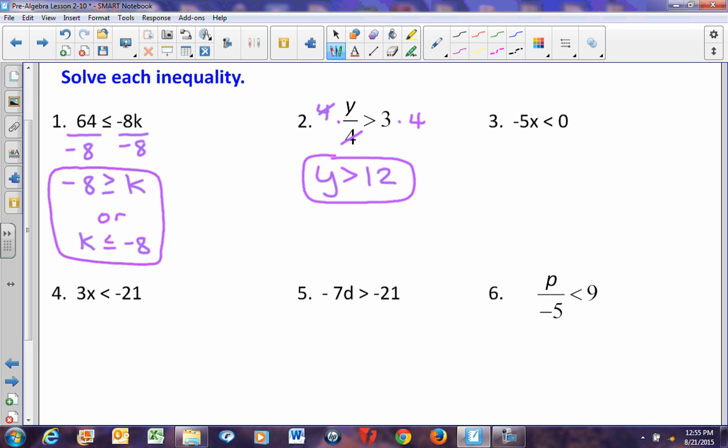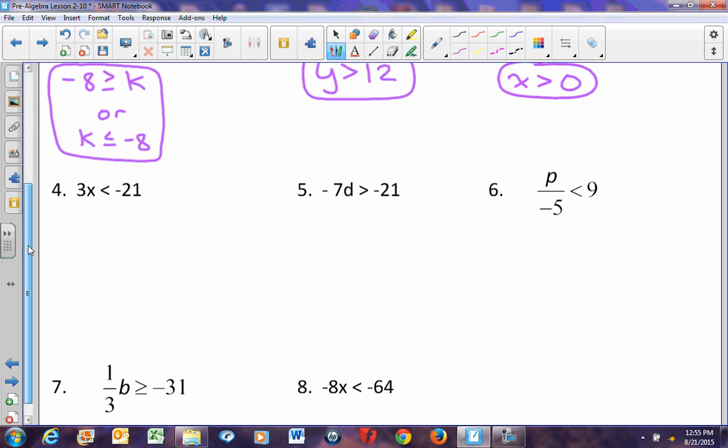Number 3, negative 5x is less than 0. So we're going to get x by itself. We're going to divide by a negative 5. We divided by a negative number, which means my inequality sign will switch. Okay, and 0 divided by anything is still 0, so x is greater than 0. My inequality sign switched. Okay, pay attention to that. And 0 can't be negative, so it stays just as 0.